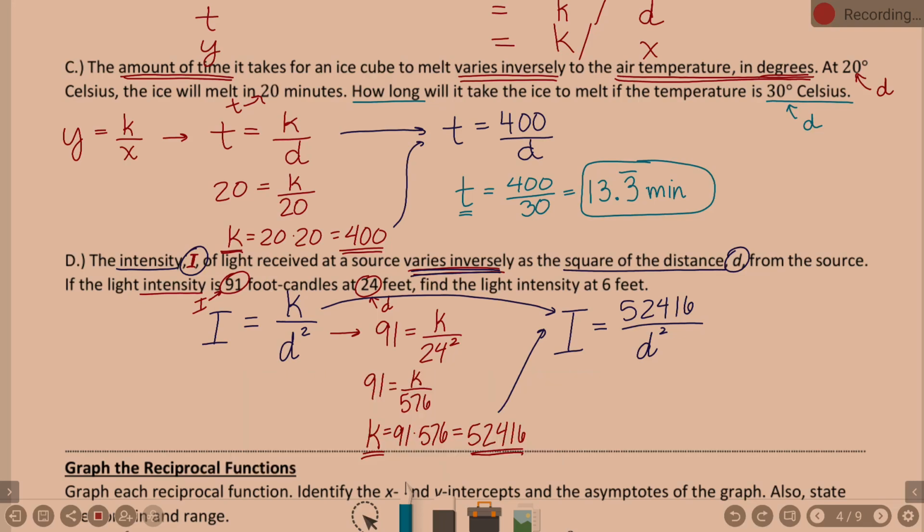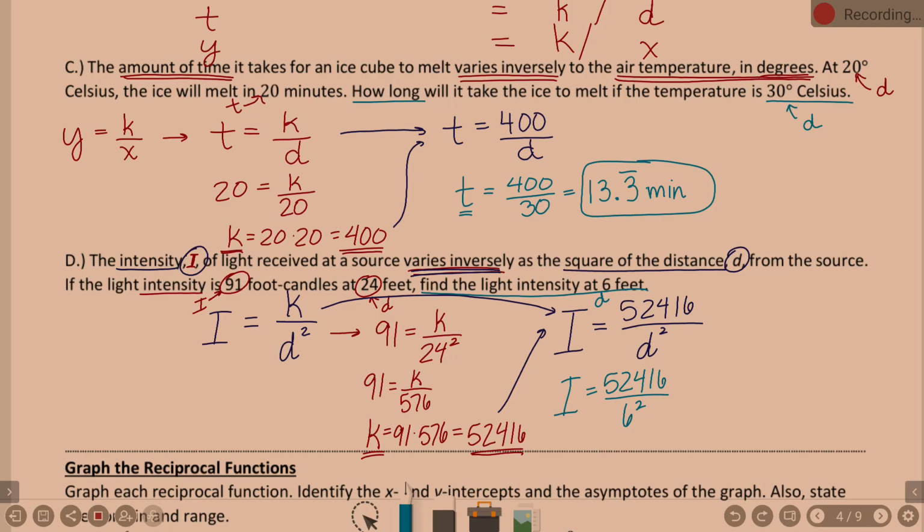Read the last phrase: 6 feet. Find the light intensity at 6 feet. So find I, the light intensity, when D is 6 feet. So what are we doing? 52,416 divided by 6 squared.